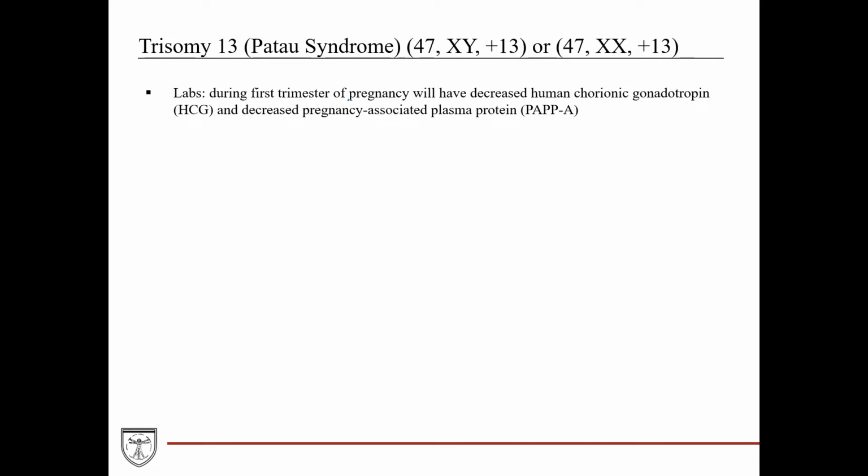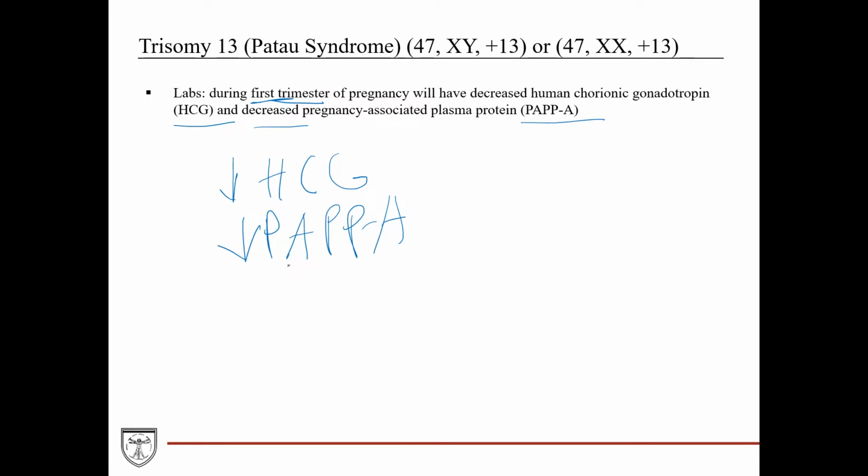So the labs, this can actually be pretty high yield on exams. So during the first trimester, so you've got to pay attention to what trimester it is of pregnancy, you'll have decreased human chorionic gonadotropin, or HCG. So the big ones are decreased HCG, and decreased pregnancy-associated plasma protein A, or PAPP-A. So both of these will be decreased during the first trimester.